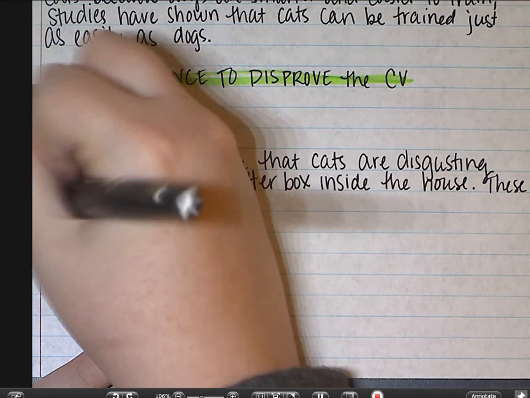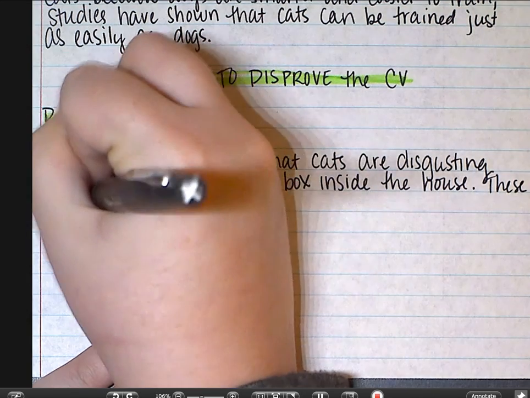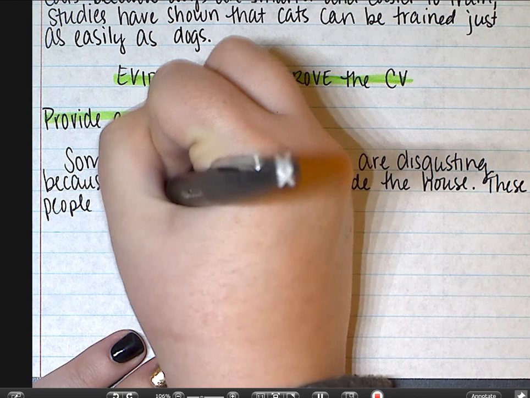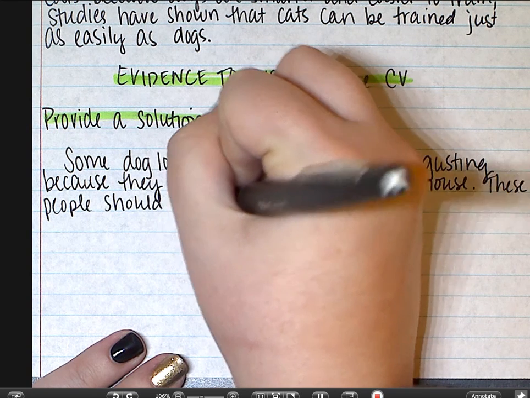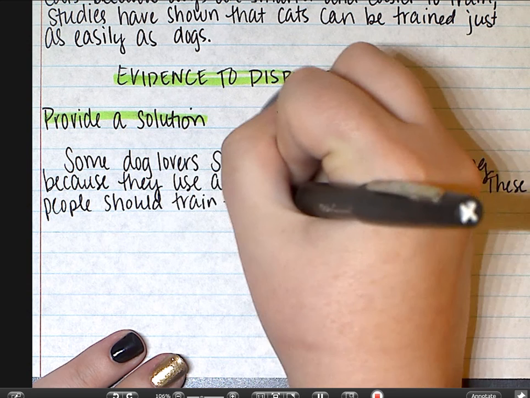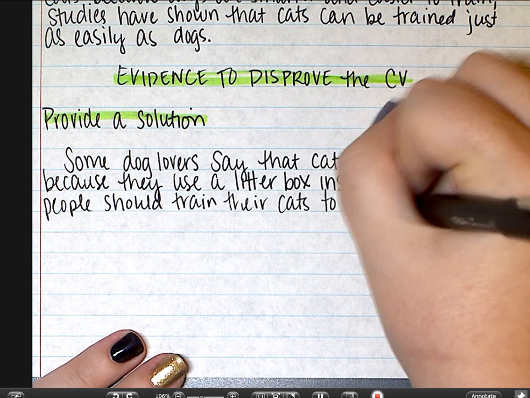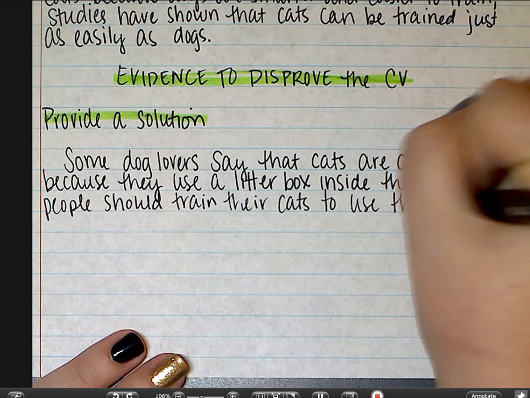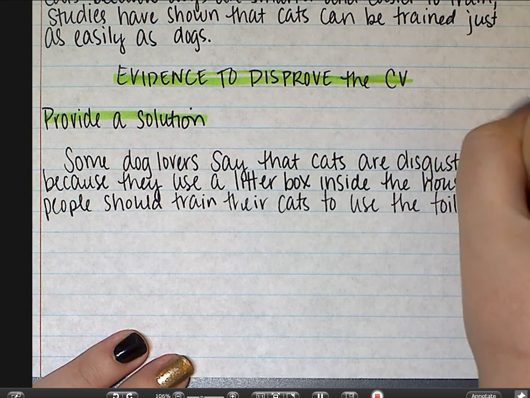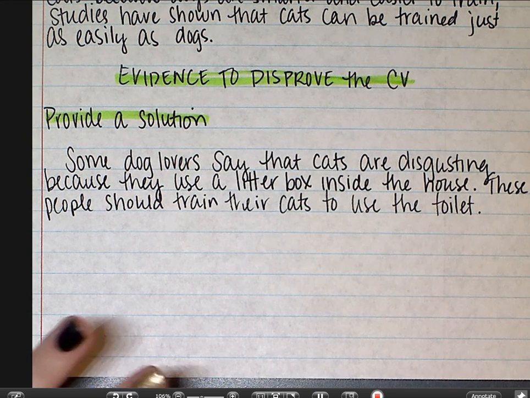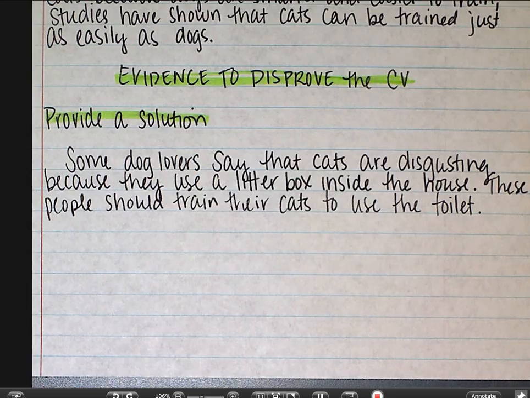People should train their cats to use the toilet. It's a real thing. It's called the City Kitty. I don't know. What do you think?